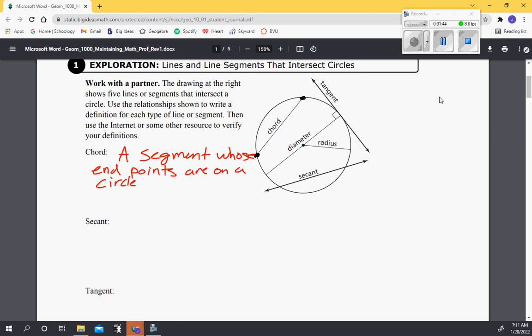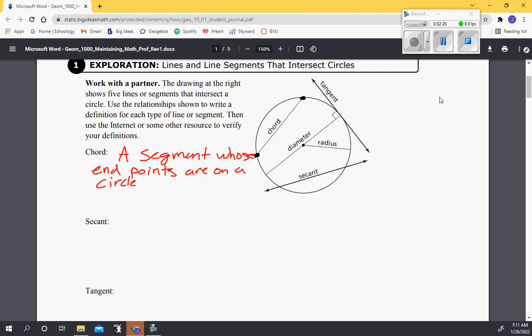If I drew another figure, another circle, pretend that's a perfect circle, I know it isn't, and another chord, it could be right there, or another chord could be right there. Okay, so chord, actually no, I take that last part back. A chord, it just has to have endpoints on a circle.